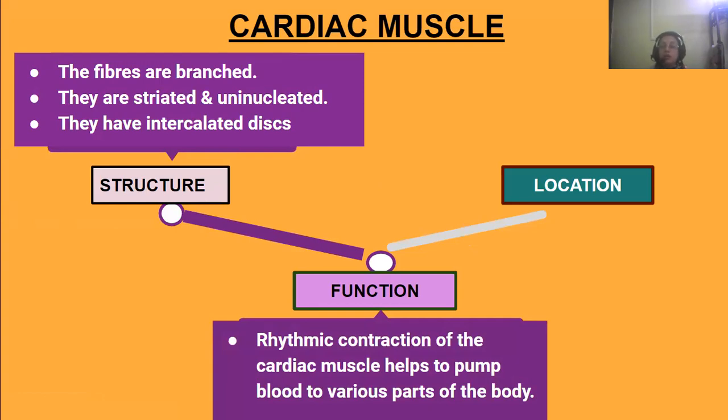What is the function of the cardiac muscle? As it is found in the heart, its location is in the heart. So the function of it is the rhythmic contraction of the heart muscles, which helps the heart to pump the blood to the various parts of the body. The heart muscles contract in a rhythmic way to pump the blood out of the heart to the various parts of the body. That rhythmic contraction is done by the cardiac muscle. So its function is to provide rhythmic contraction of the heart muscle, which in turn helps to pump the blood to the various parts of the body.